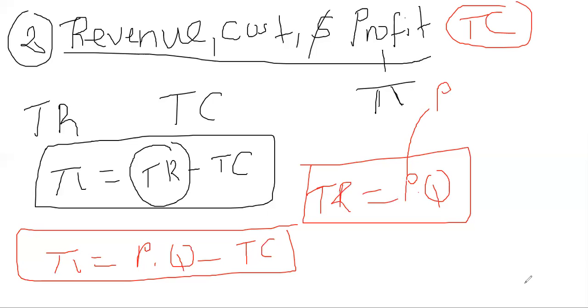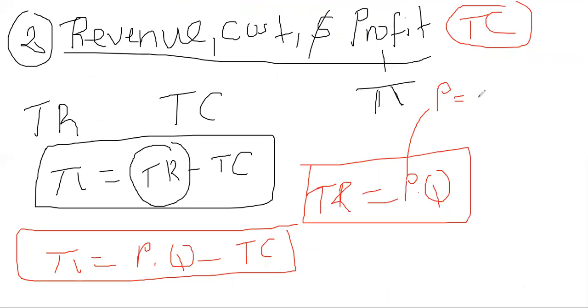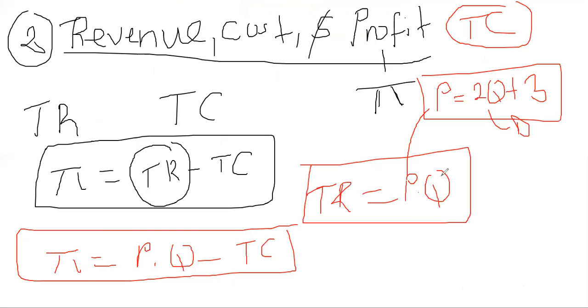Normally it will be in this form. They can say the price is equal to 2x plus 3. So if you have the price, which is not the same as demand, you will take this and multiply by this. So it will turn into a quadratic function.